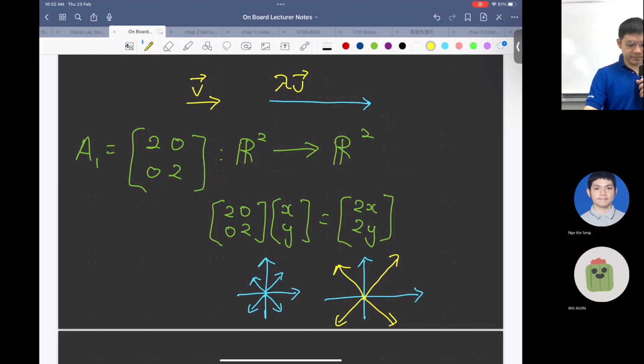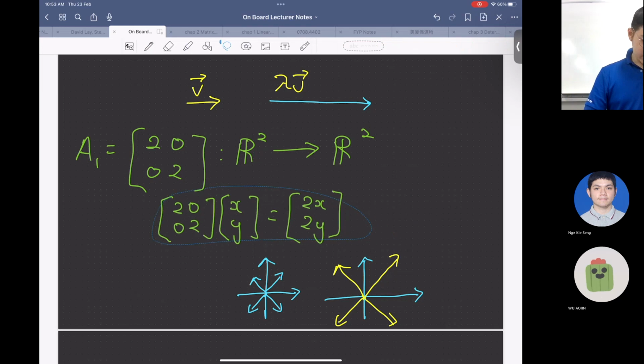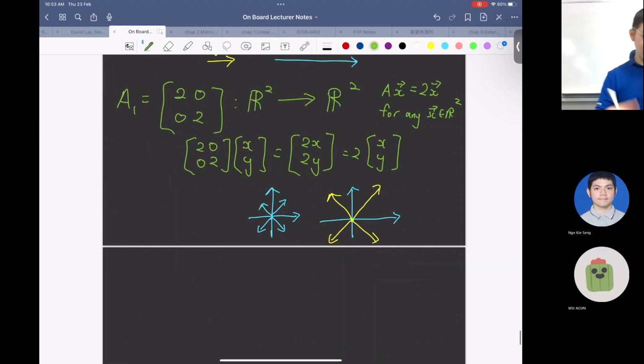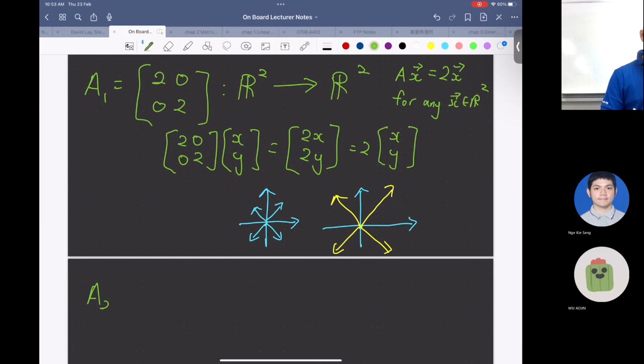Right? Okay. So in this case, we will say this is equal to 2 times x1. So we will say that Ax equals 2x, and x in R2. But let's say my matrix is not a scaling matrix. Okay, it's a shear matrix.